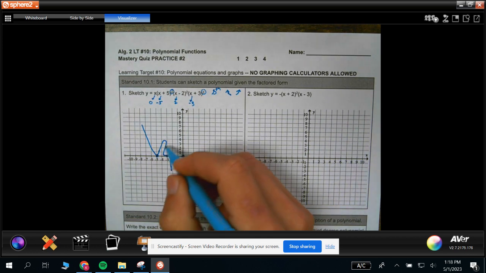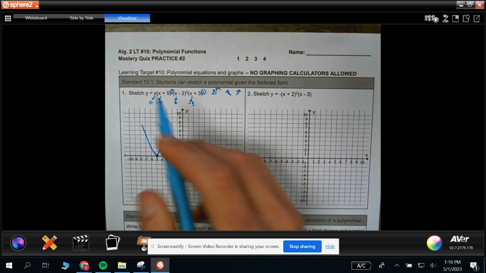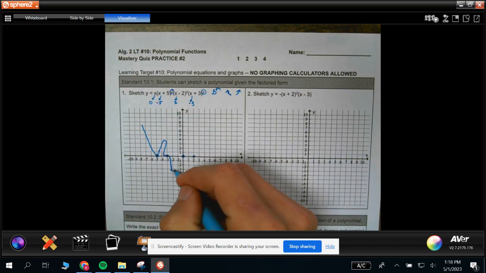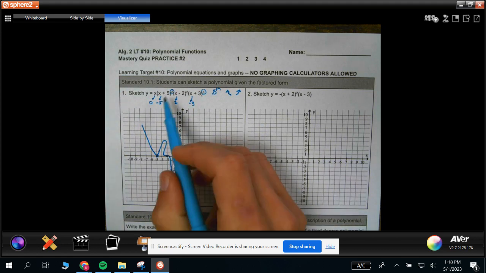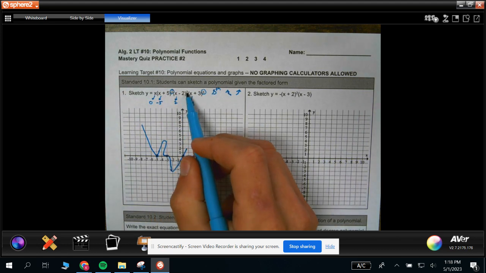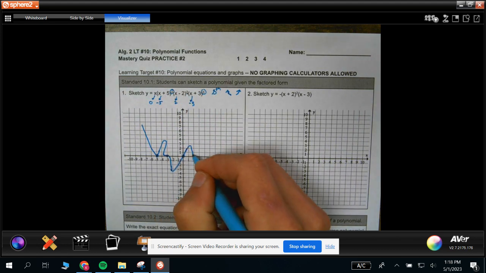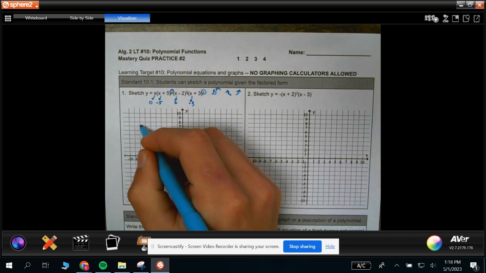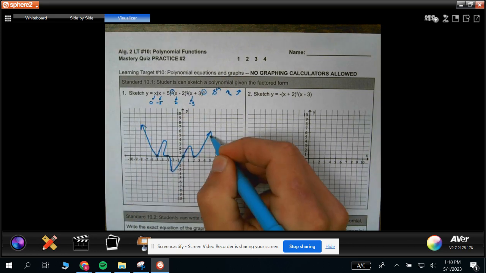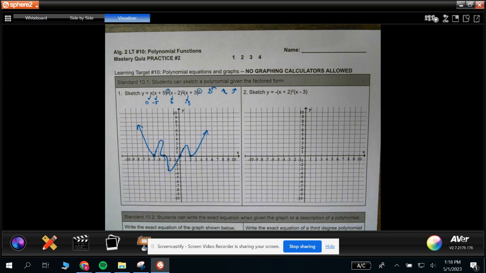All right. Ideally, it wouldn't curve back on itself, but that's okay for now. At 0, it's just a single root, so it's just going through. And then at +2, it's a double root. See that squared right there? So I know it's going to bounce off and go like that. Finishes up, starts up, same direction. Great. On to the second one.